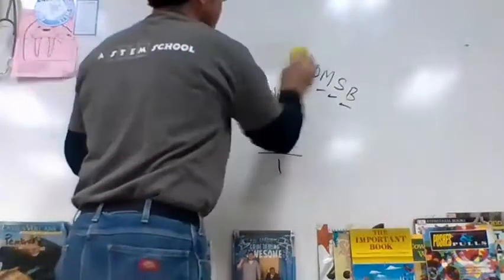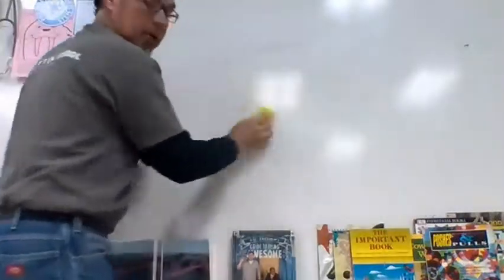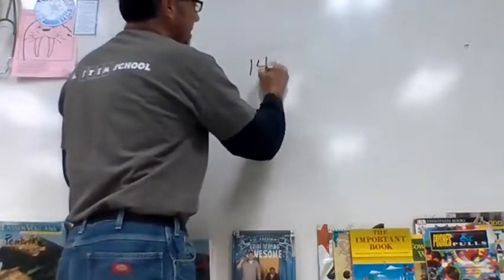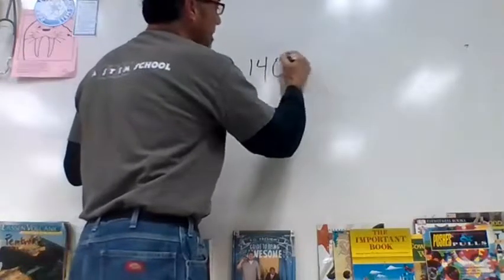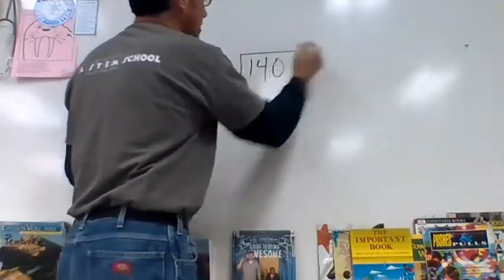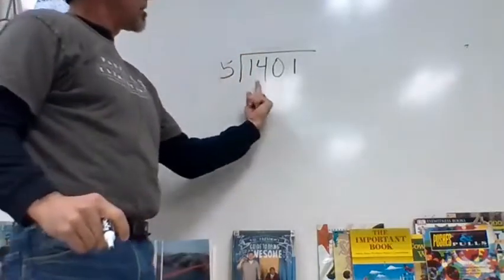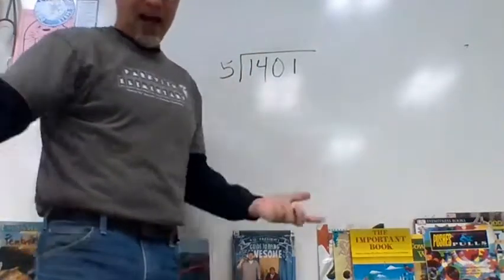One more time. Let's do another one. You can watch this a couple times if you'd like. That might help you watch this video a couple of times. Let's go. We're going to do this one with a little bit bigger number, but it's still the same process. Don't worry about it. And we're going to divide 1,401 by 5.